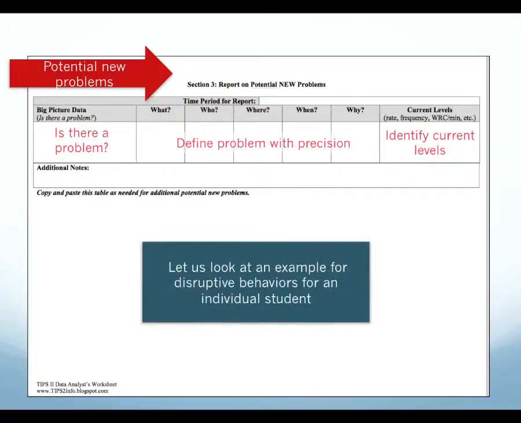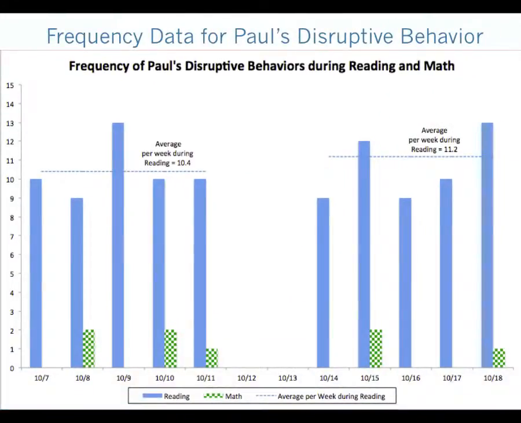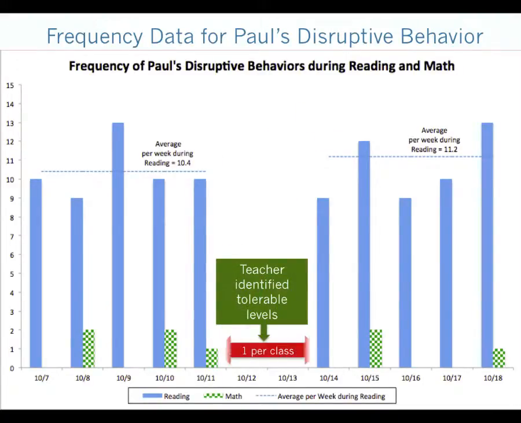Let's take another look at another example. This is going to be for disruptive behaviors for an individual student. This was a teacher referral, and the teacher's been gathering data on the frequency of Paul's disruptive behaviors each day during reading and math. We have an average for each of the 2 weeks. We can also see that there's a contrast between math and reading. We also asked the teacher to identify a goal or a tolerable level, so the line where we can say that this will no longer be a problem, and she's identified that as one disruptive behavior during class.